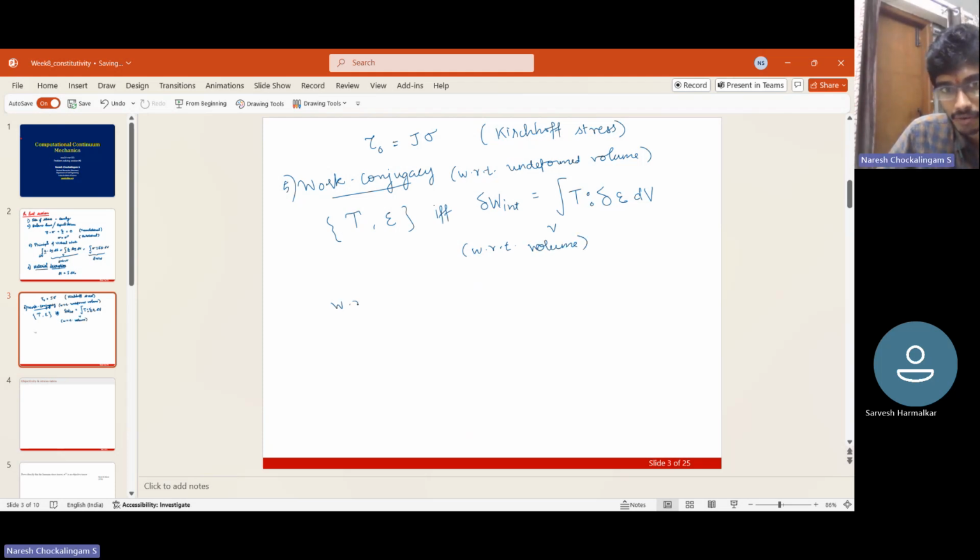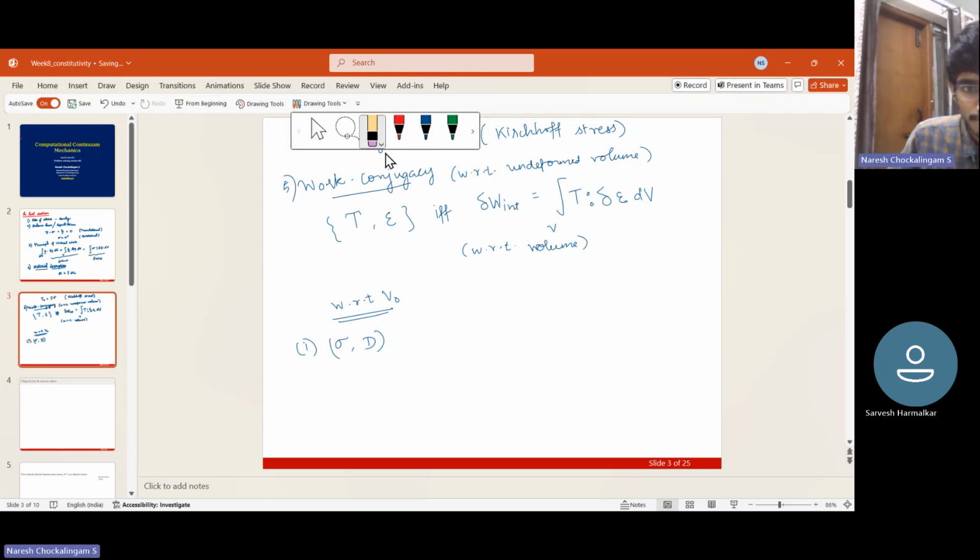So with respect to V naught, the undeformed volume, one work conjugate pair is that of the Cauchy stress and the rate of deformation tensor. Sorry, this is not undeformed, this is with respect to the deformed volume. So the Cauchy stress is work conjugate to the rate of deformation tensor and the velocity gradient tensor with respect to the current deformed volume.